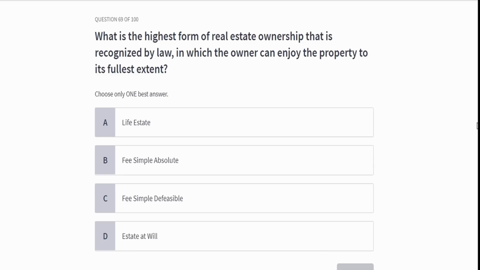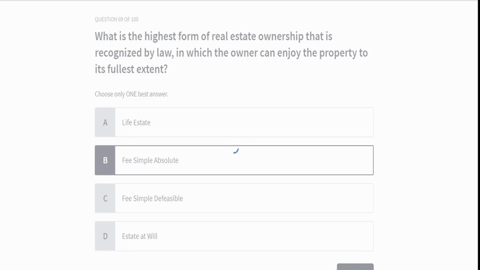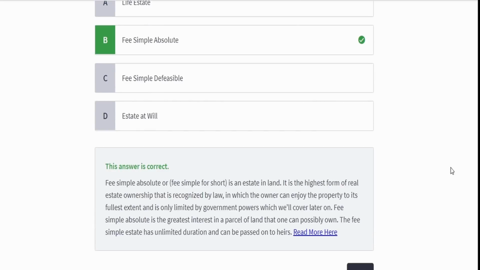Alrighty, so hopefully you guys came up with the correct answer on this one. What's the correct one? Well, it's going to be B, fee simple absolute. When you hear fee simple absolute or absolute, think of highest form. It is the highest. It's the number one. That's the way I remember it, at least, and hopefully you can remember it that way too. A fee simple absolute, or fee simple for short, is an estate in the land, and it is the highest form of real estate ownership that is recognized by law.